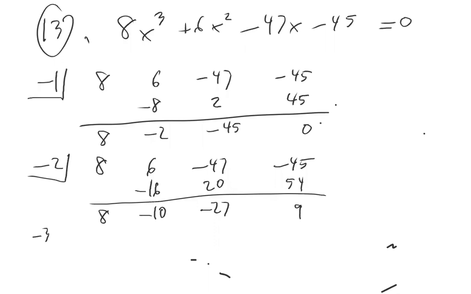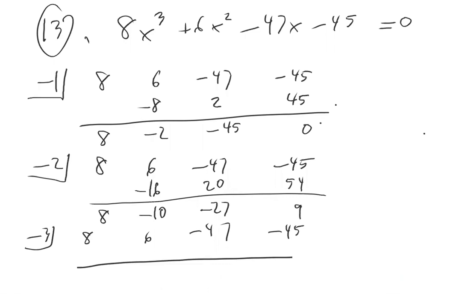Let's try -3. So 8, 6, -47, -45. This time, bring down the 8, you'll get -24. Add that up, you'll get -18. Multiply that, you'll get +54. Add those together, you'll get 7. 7 times -3 is -21. And then you'll get -66. Now these are alternating positives and negatives.